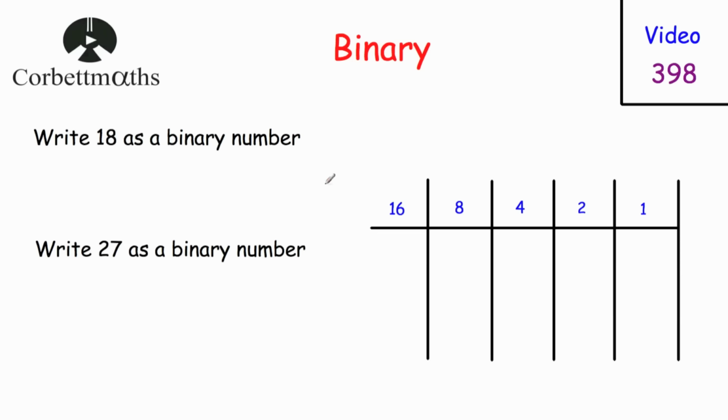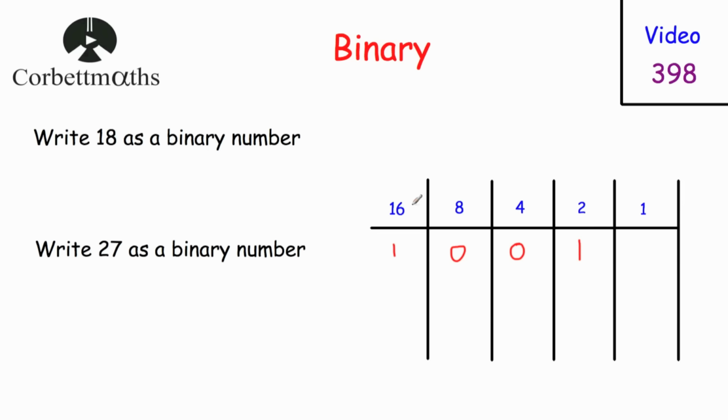And if we want to write 18 as a binary number, well, we want to get 18, so that's going to be a 16. So we could use a 16. We don't want to use an 8 because if we had an 8, 16 plus 8 is 24, so that's too big. A 4, but we don't want to use a 4 either because if we've got a 16, adding 4 would be 20, so we don't want a 4.